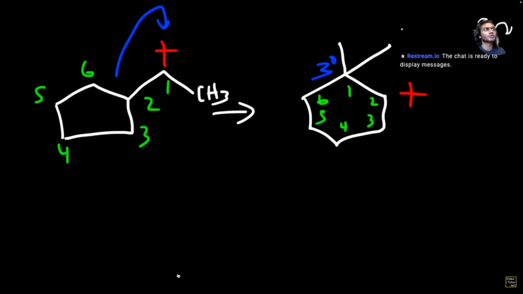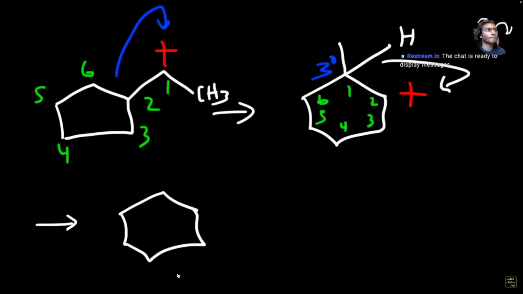Well, we know what's going to happen, a hydride shift. And so now, not only do we have a more stable 6-membered ring, but we also have a tertiary carbocation instead of a secondary carbocation. And so the driving force for a rearrangement reaction is stability.